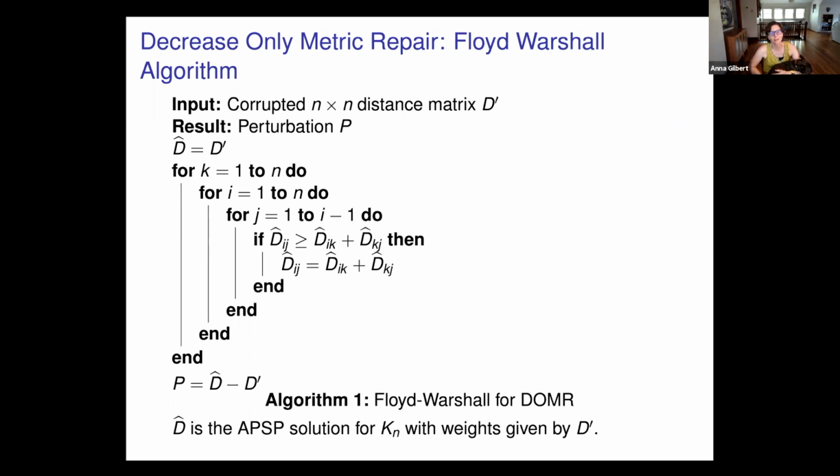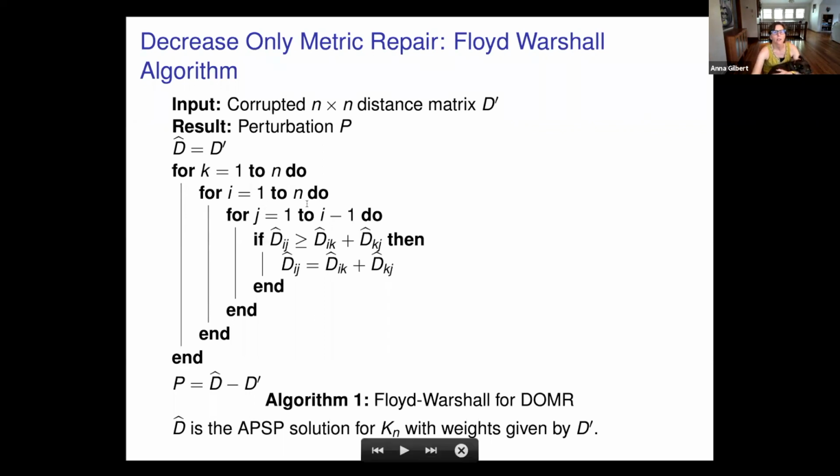Okay, so here's the setup. You have an n by n distance matrix D that's corrupted, and you want to find some perturbation P that repairs this matrix D prime. So what do you do? You run the Floyd-Warshall algorithm on a complete graph with edges given by D prime and the appropriate computation of the shortest paths. The distance between the all pair shortest path solution and the weights given by D prime is the perturbation.